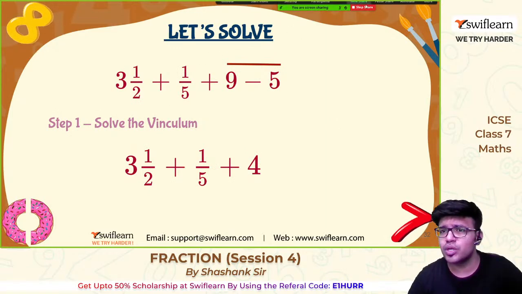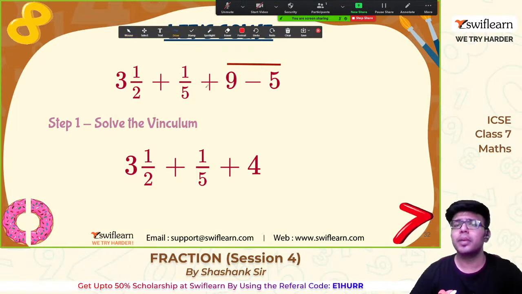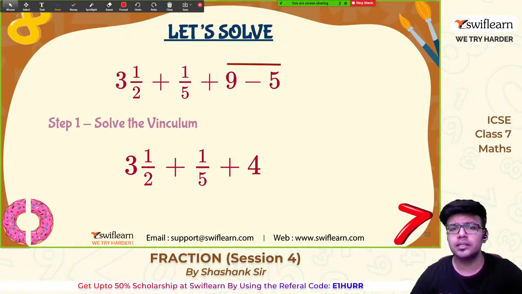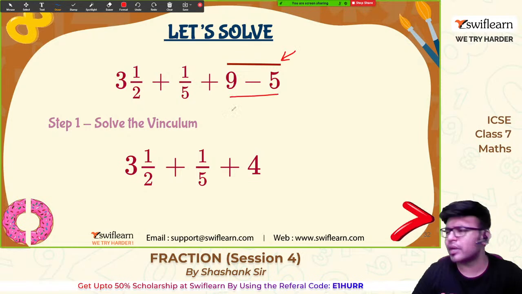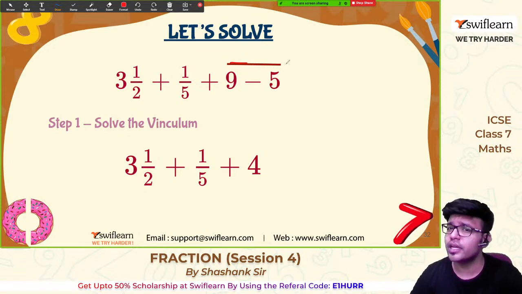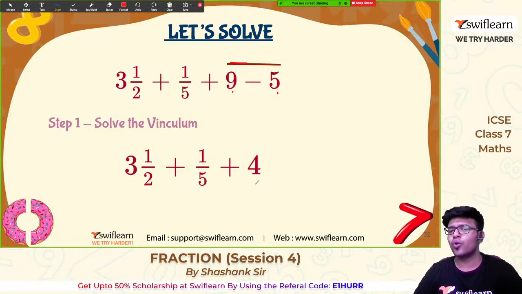3 integer 1 by 2 plus 1 by 5 plus 9 minus 5 vinculum. So always I've said give first preference to the vinculum before the brackets. So how much is 9 minus 5? I know this is minus. Preference is given after addition, after multiplication, but since there is a vinculum, do this first. 9 minus 5 is 4.